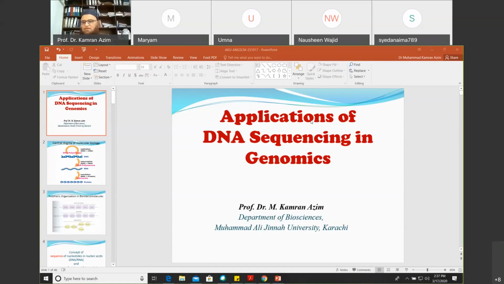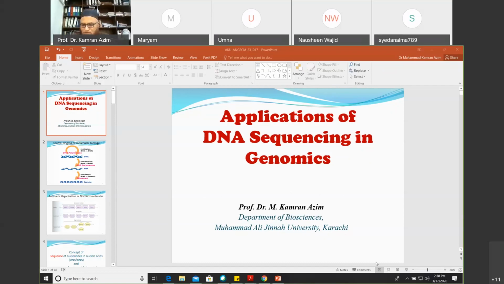Nowadays, we are using at least two different major types of DNA sequencing. One is called the Sanger DNA sequencing method, and the second is called the next generation DNA sequencing method. During this lecture, I will revise some aspects of Sanger DNA sequencing as well as the next generation DNA sequencing method, which is also called the new generation DNA sequencing method.